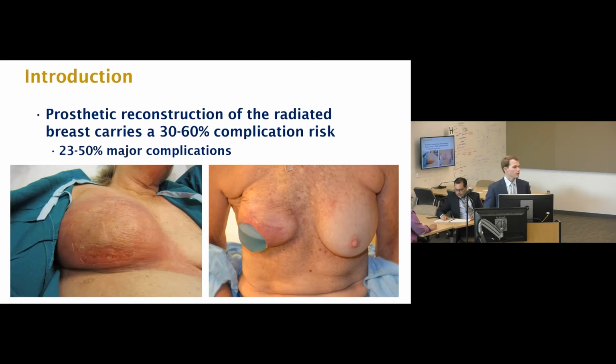So prosthetic reconstruction is a really good thing. Patients and employers demand a very high quality. Typically there's a 30 to 60% complication rate, which we'll see in the literature, and 23 to 50% of these are going to be major complications. A couple of examples of a major complication are implant exposure, infection necessitating implant removal, or total implant reconstructive failure.